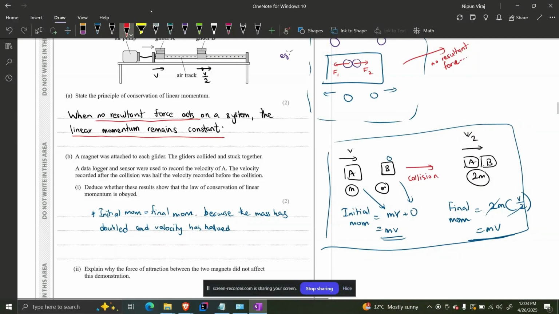Initial momentum equals final momentum, because the mass has doubled and the velocity has halved. Therefore, the law of conservation of linear momentum is obeyed. That's it.